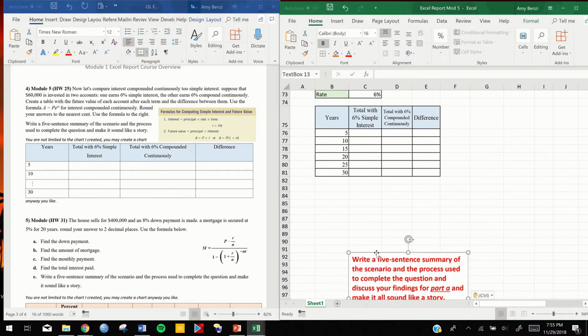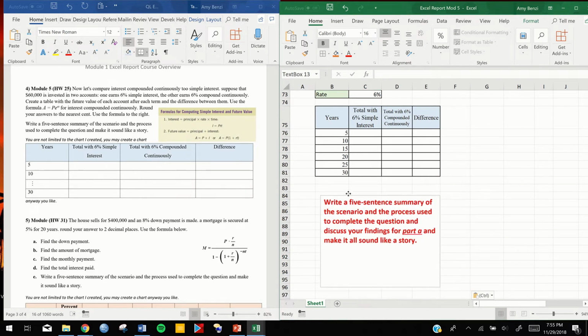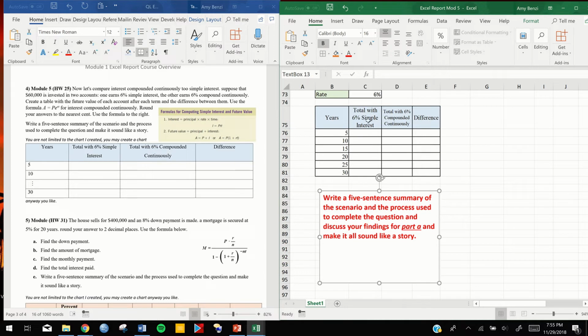So there we have that there. So my total with 6% simple interest after 5 years. That's what this chart is asking. After 5, 10, 15, 20, 25, 30 years, what is my total amount in my account going to be with these different scenarios?